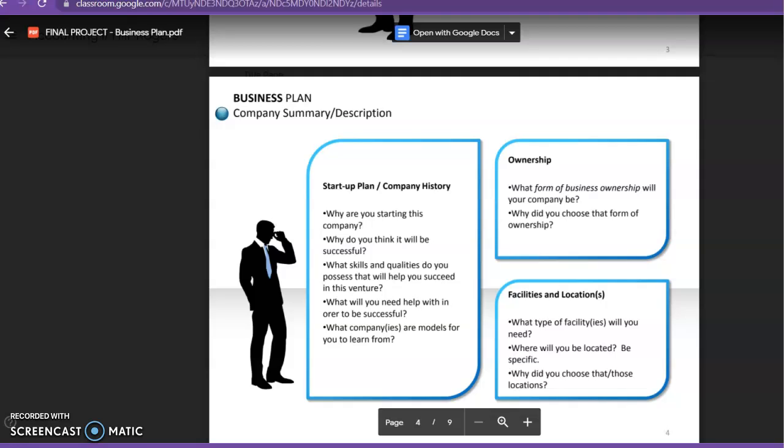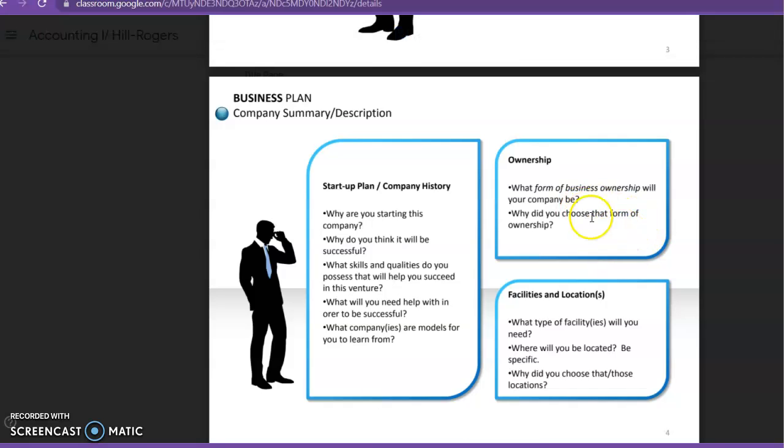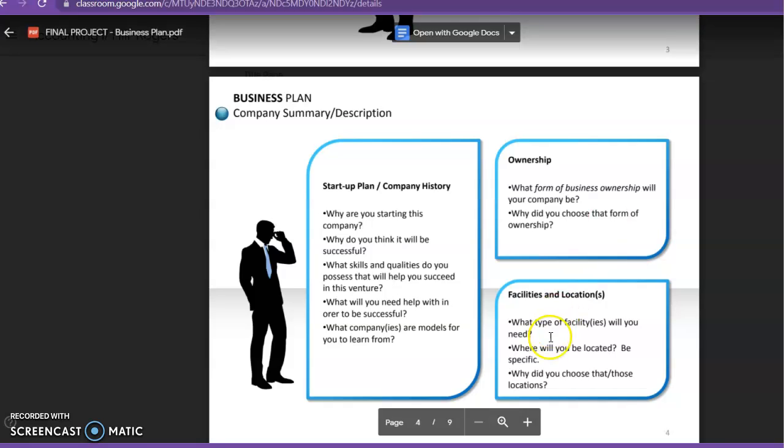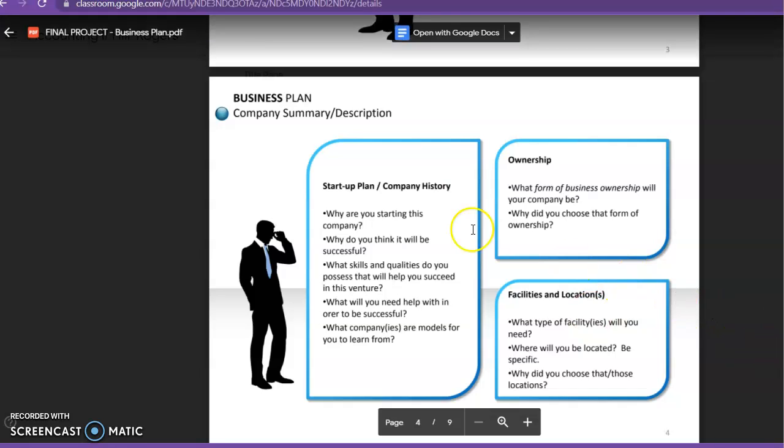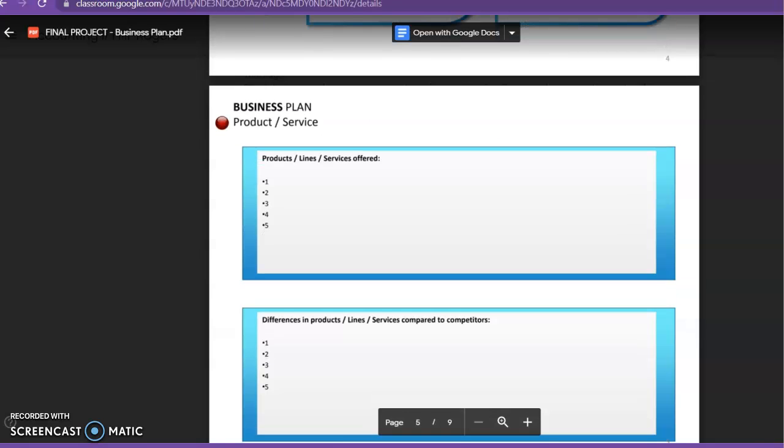And also your company summary, a brief description of your company, the ownership itself. What form of business is your business? Is it a sole proprietorship, corporation, franchise, or partnership? Facilities and locations. If you have several locations, more than one, this is the place for you to put all of that information. And the overall history. When did you start? Why did you start? Those things are important.